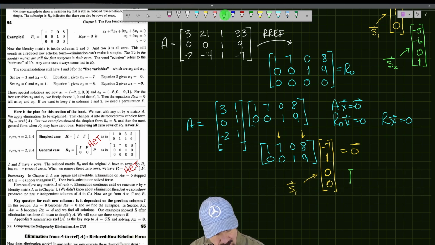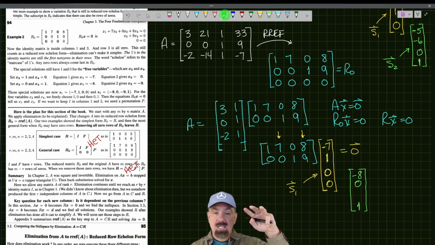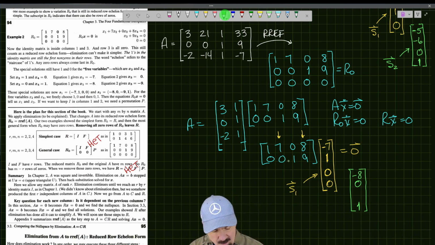Shifting over to our green color again then, what's another vector? Well, I'm going to make x2 0 and I'm going to make x4 1. So when x2 is 0 and x4 is 1, the top equation is going to require a negative 8 up here. With the negative 8, I'm going to be able to get a 0. For the second row, or the second equation, I'm going to need a negative 9.